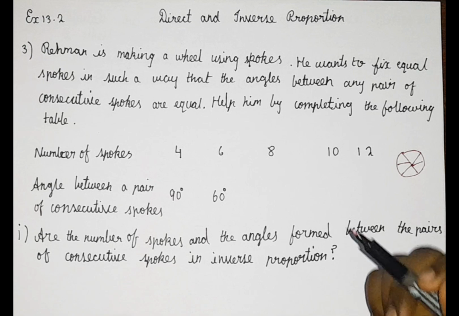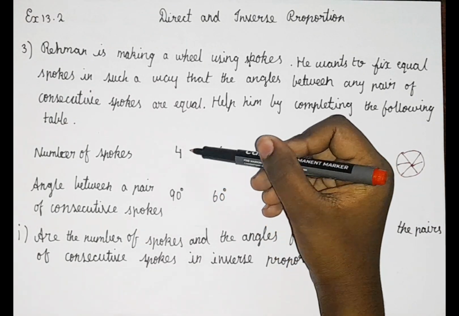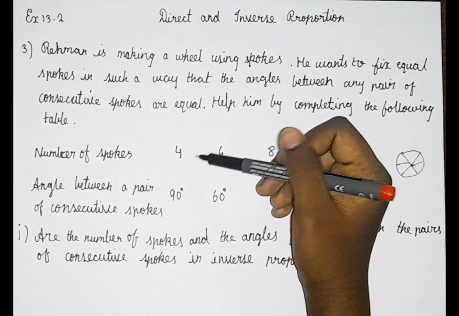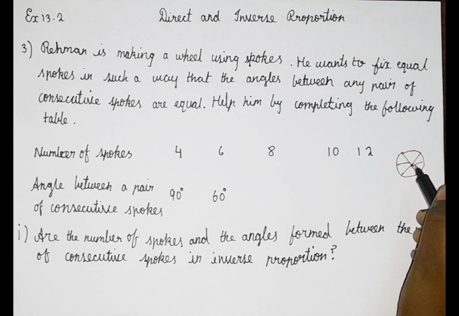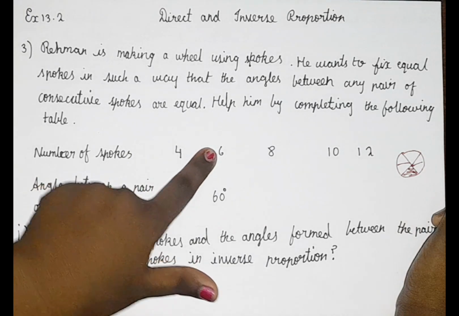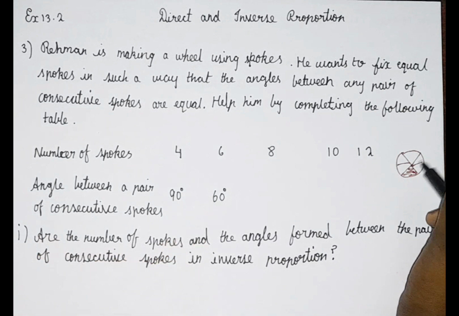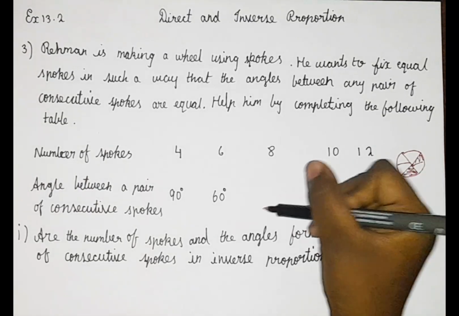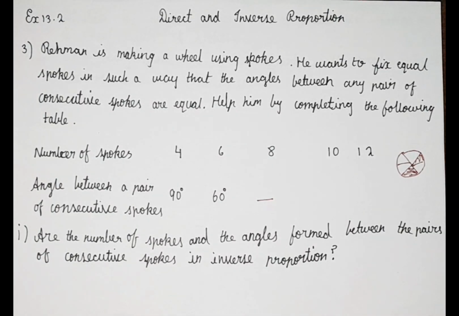Here they have given that if the number of spokes is 4, the angle between each pair is 90 degrees, which means here 1, 2, 3, 4, 5, 6 it's there, right. So in this each angle is like 60 degrees. See here, 6 spokes means each angle is 60 degrees. In the similar way for 8 spokes also we have to find the angle, that is, what is the angle between each pair of spokes.